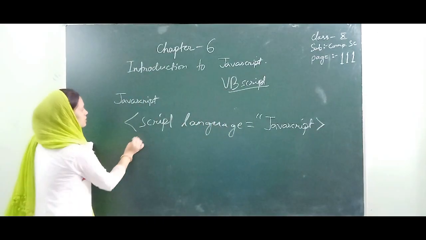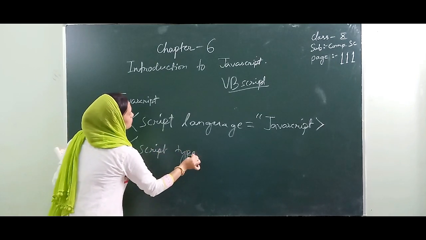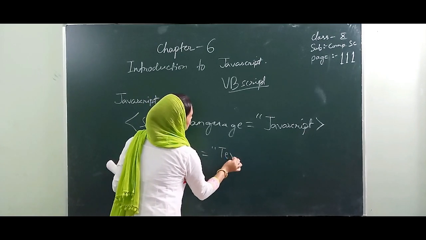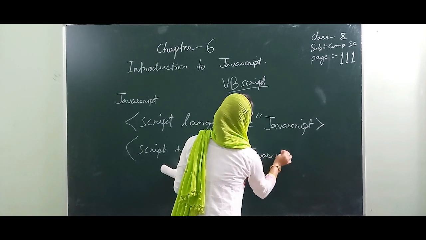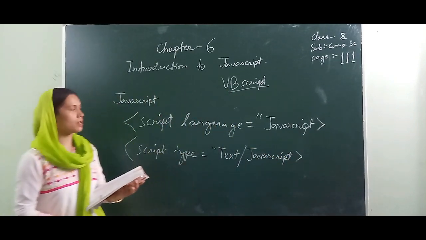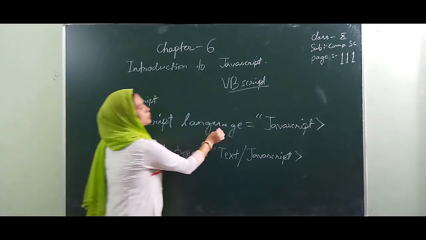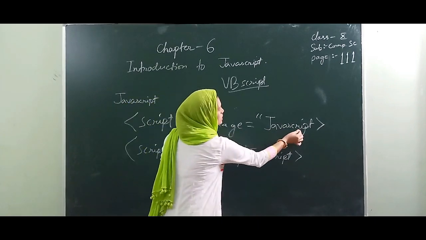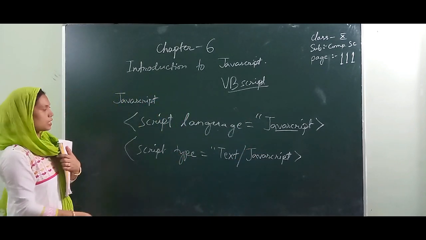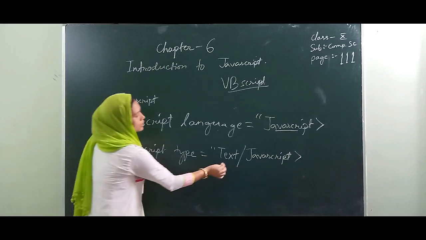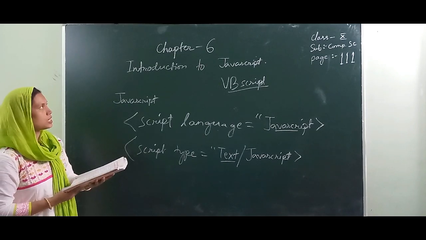Or you can also write script type equal to text/JavaScript. So in this manner, we are going to insert the script tag in HTML. If you use language, then we indicate which language you are using, that is JavaScript, or you can also use VBScript. But when you use the type attribute, you have to indicate text/JavaScript. So in this manner, we will insert our script in HTML.